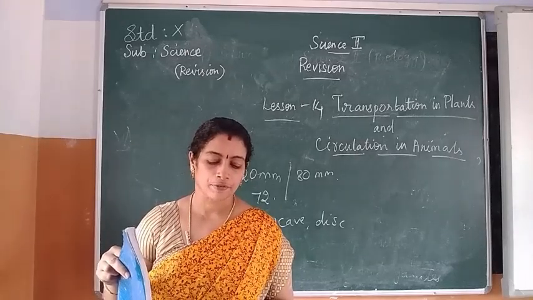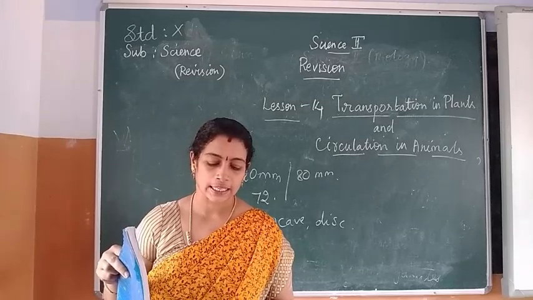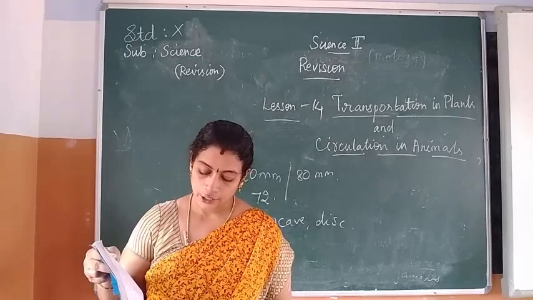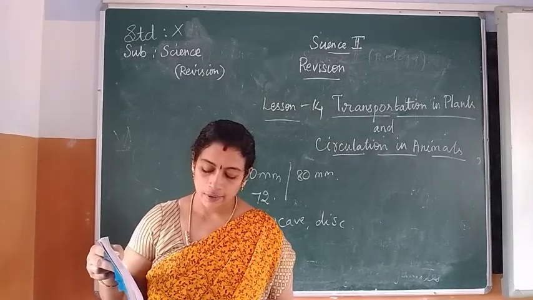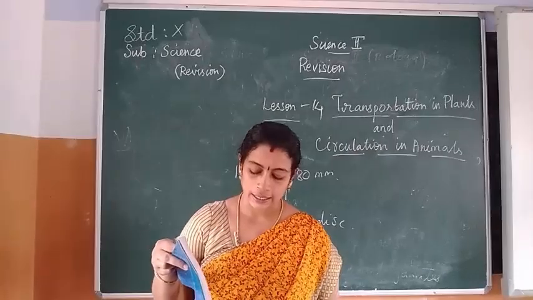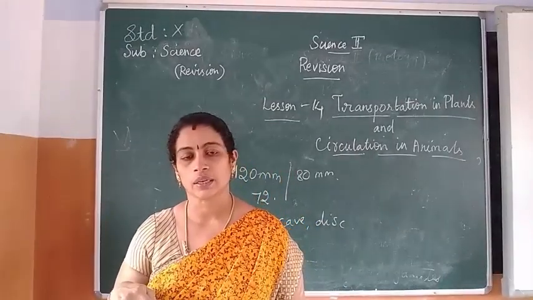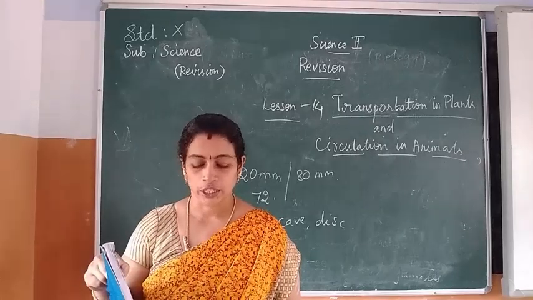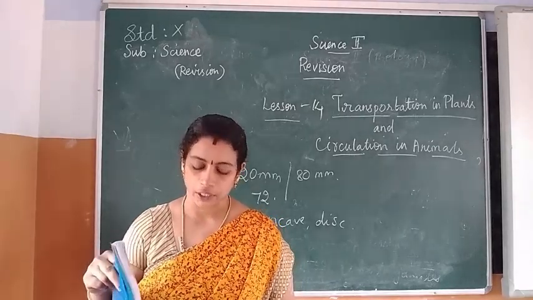Liver comprises lymphatic capillaries, lymphatic vessels, lymph nodes and lymph ducts. The next one, name the heart valve associated with the major arteries leaving the ventricle. That is the semilunar valve. Semilunar valve is the valve which is associated with the major arteries leaving the ventricle.